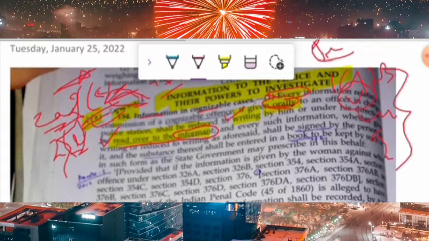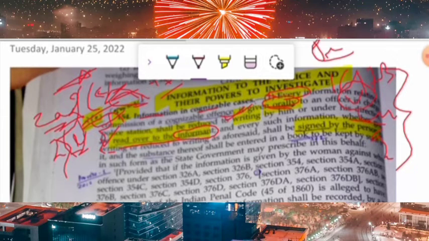And every such information, whether given in writing or reduced to writing as aforesaid, shall be signed by the person giving it. If it is given in writing, they need not reduce it to writing again. It shall be signed, so your signature is needed.